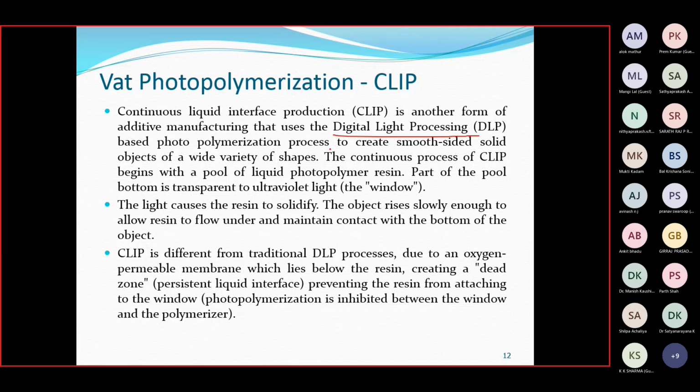Because you are using digital light processing to harden that liquid polymer, you should use ultraviolet light at the bottom part of the pool. The bottom should be transparent to ultraviolet light. Only then will the light come out of that window, and the object can be created. So that's the part, DLP and oxygen, and I have already explained the CLIP part also.